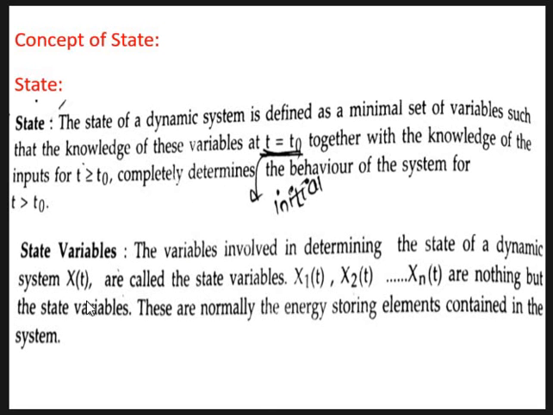Next is state variables. The variables involved in determining the state of a dynamic system x of t are called state variables. That is, the variables which are included in the state developed for a dynamic system are called state variables, that are x1 of t, x2 of t, and so on up to xn of t. These are the representations of state variables.